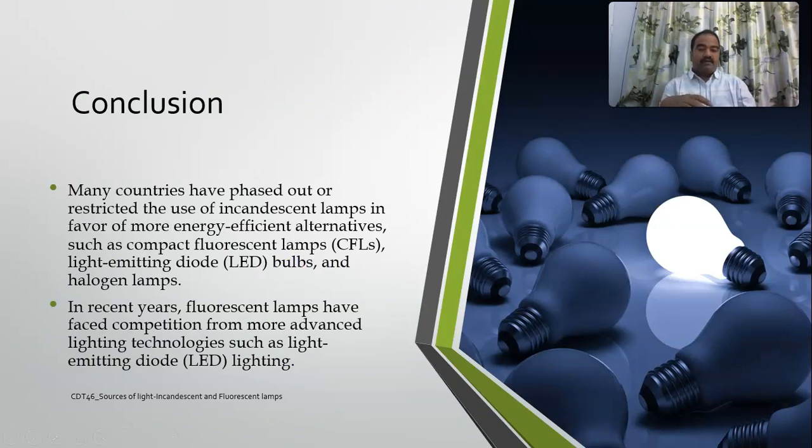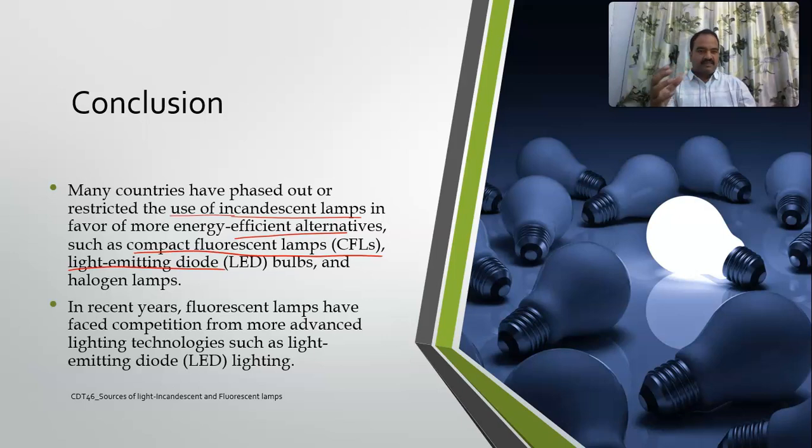Coming to the conclusion, in the picture you can see that these are all fluorescent lamps giving cool white light, whereas with an incandescent lamp you get a warm light. Many countries have phased out incandescent lamps in favor of more energy efficient alternatives. One is fluorescent lamps, and the more advanced ones are CFLs, compact fluorescent lamps, and also light emitting diodes. And nowadays we also get halogen lamps.